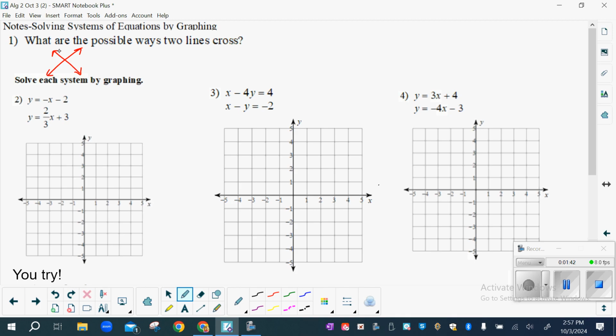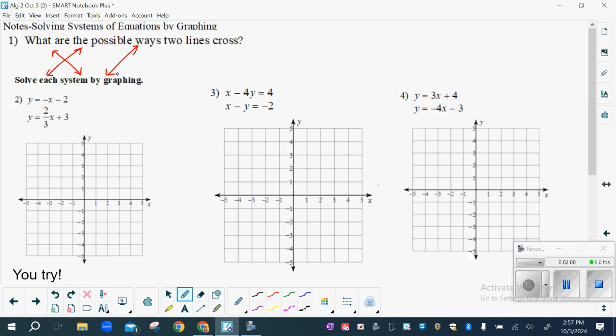Oh, I like that. They could be the same line. Yes, very good. So it could be the same line. There are two lines that are actually the same line. So what's the third way?